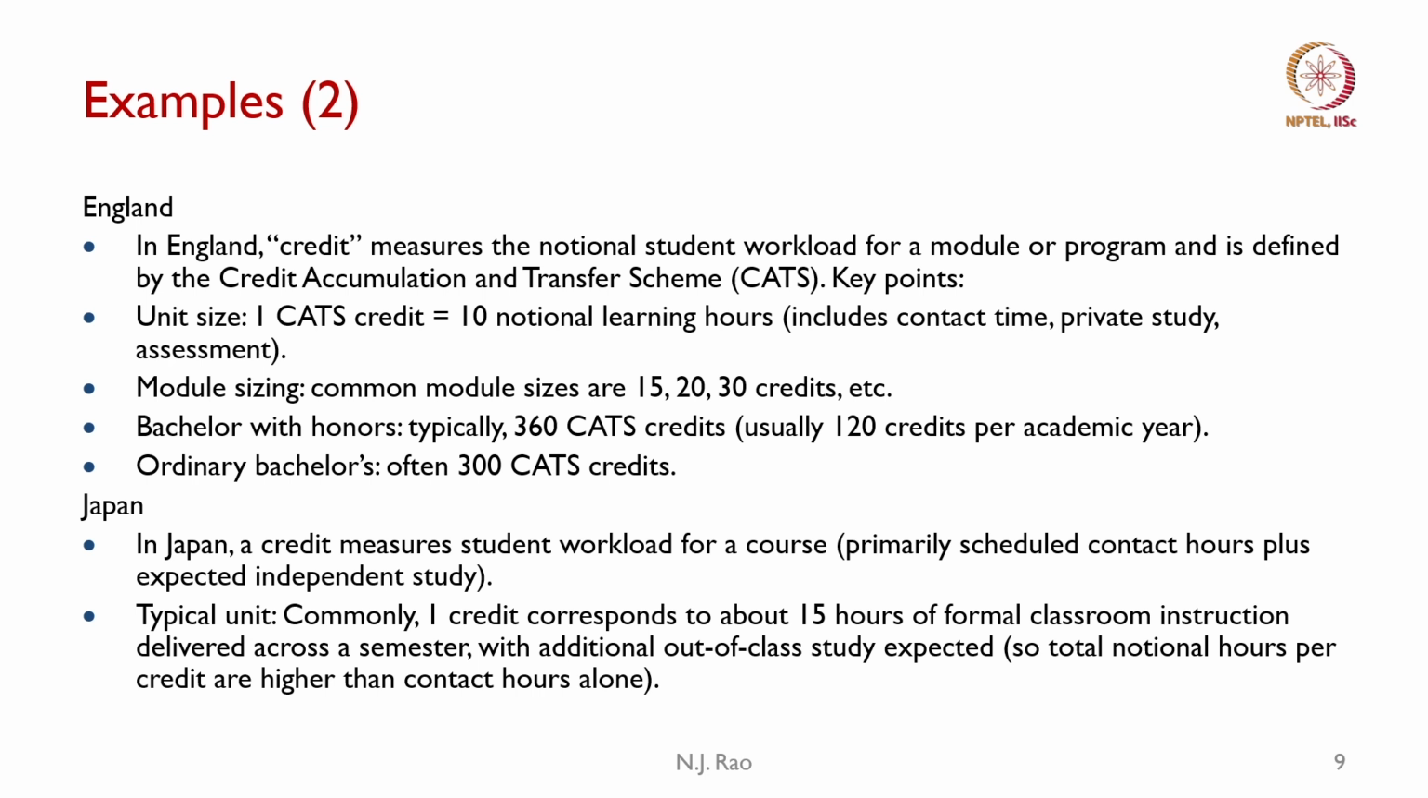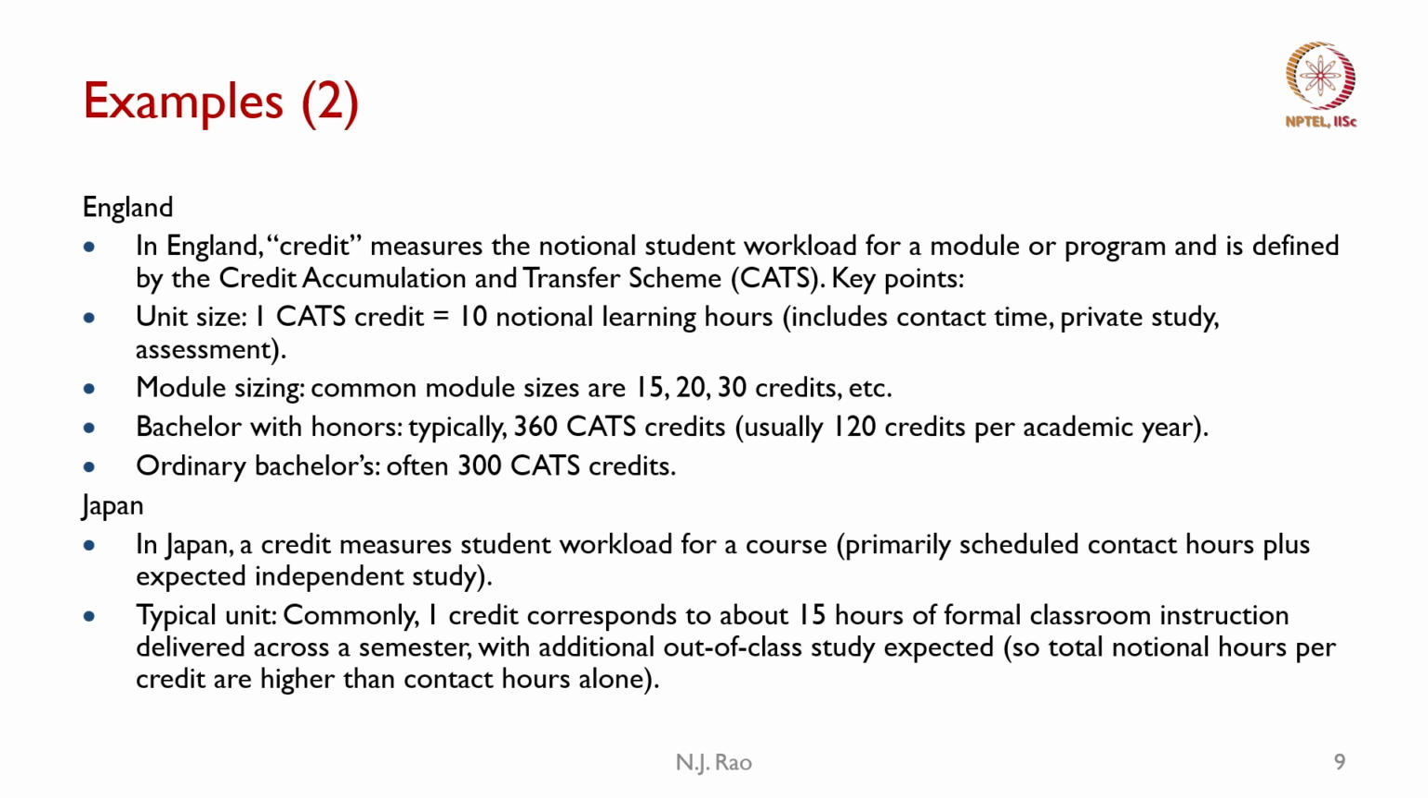Module sizing, they use the word module. Common module sizes are 15, 20, or 30 credits. A bachelor's with honors typically has to get 360 CATS credits. And when you translate them into number of hours, it roughly becomes the same thing as what we are following in India.